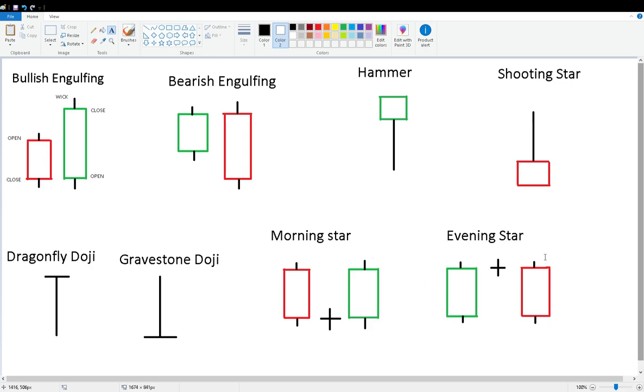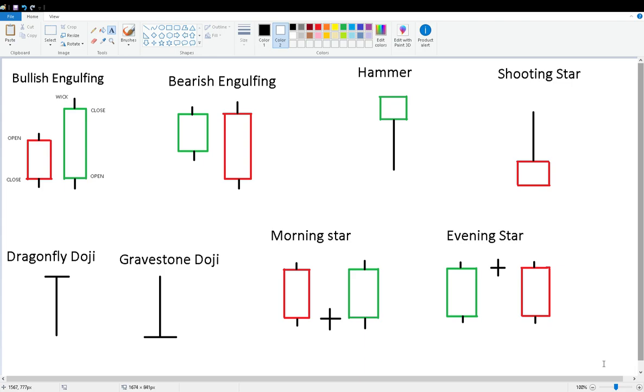Now the evening star is the exact opposite. This just tells you that the bears gained control for this specific period in time on the chart. Because as you can see again, we have a very bullish candle right here, met by indecision, and then the bears decide that they want to take control, so it seems like they do here. So most likely, the next couple of candlesticks will be going towards the downside.